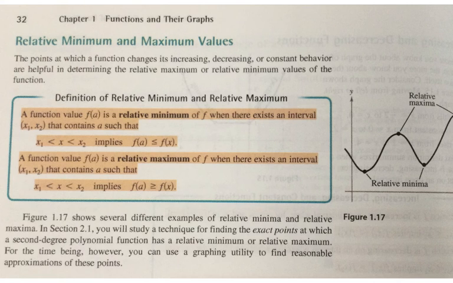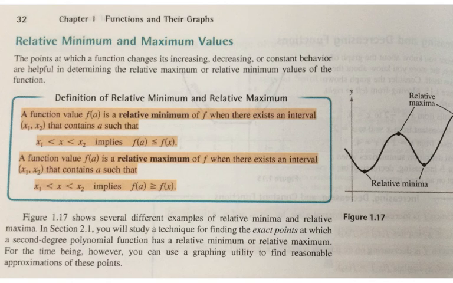And maximum values. Or maybe they just say maximum minimum. Multiple minimums are minima, and multiple maximums is called maxima. Okay, so let's read here. The points at which a function changes its increasing, decreasing, or constant behavior are helpful in determining the relative maximum or relative minimum values of the function.